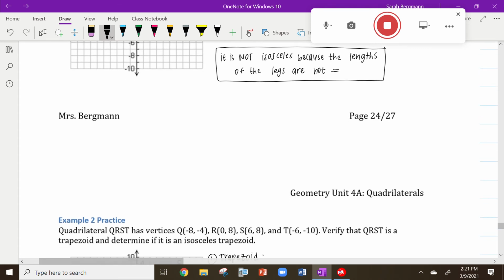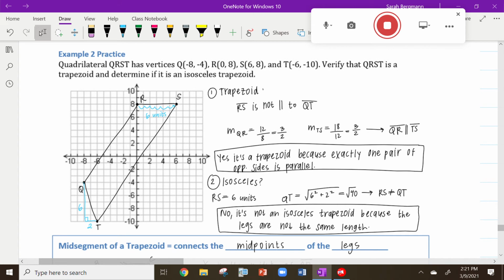Next, you can try this practice problem on your own. Here's the correct answer.